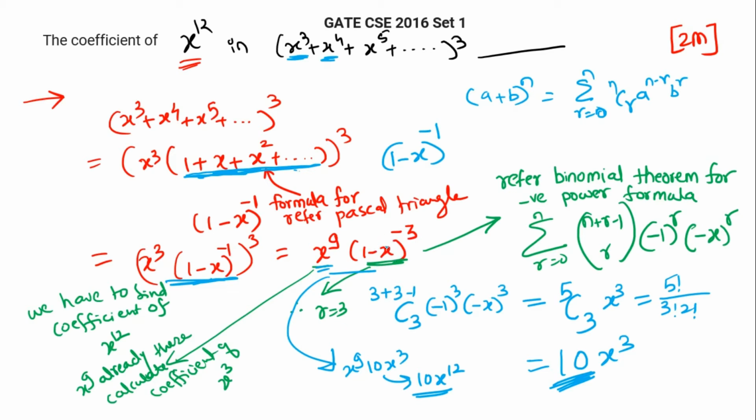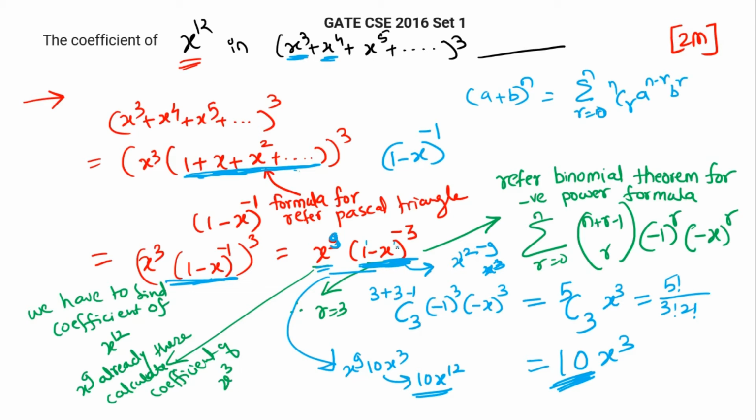Now in this, each individual term has only a power of 1 or 0, so we will try to expand this and get the coefficient of x. We want the coefficient of x to the power 12. But here x to the power 9 is already multiplying. So from the power of 12, if we subtract 9, we get x to the power 3. So in this term, we just have to find the coefficient of x cube. That is the coefficient of x to the power 12 in this particular equation.